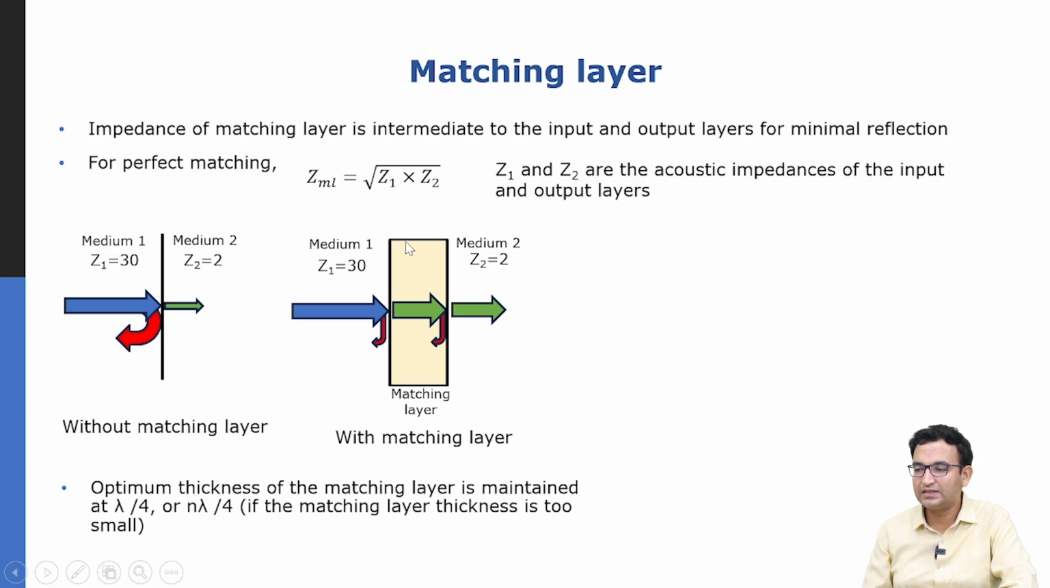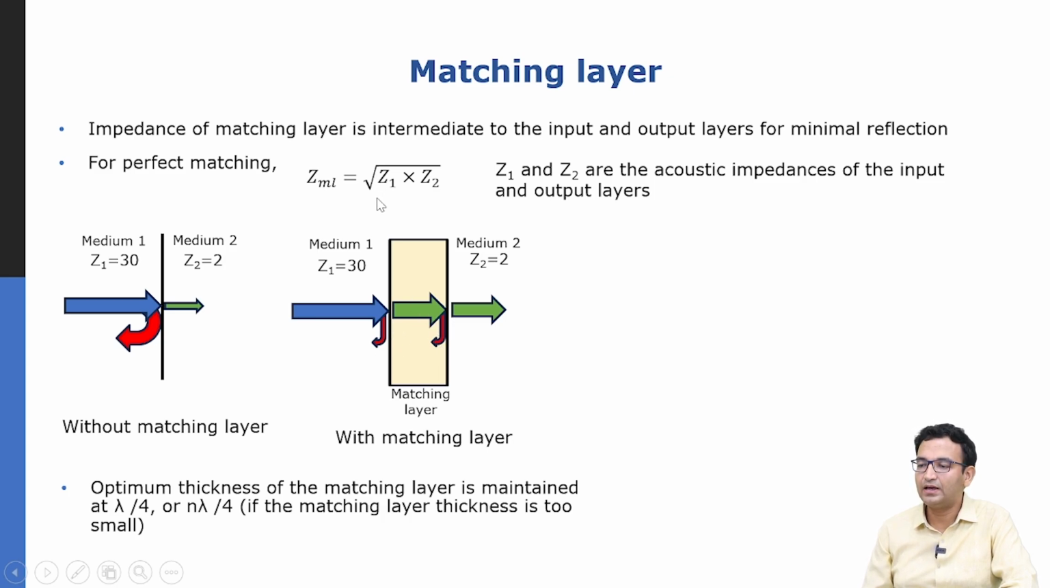But if you put this intermediate layer with a thickness of lambda by 4 or n lambda by 4, if lambda by 4 becomes too thin and brittle, you would choose n lambda by 4, then most of the signal is actually transmitted and there is very little loss because of reflection at the interfaces.